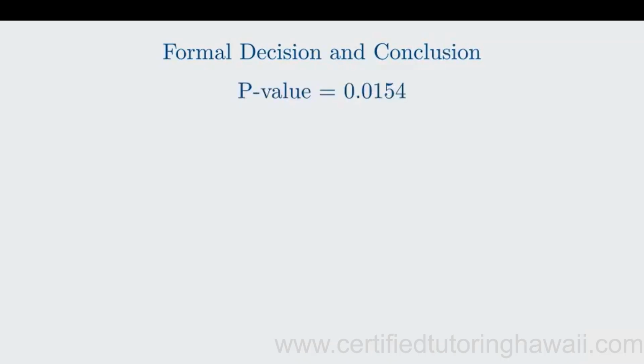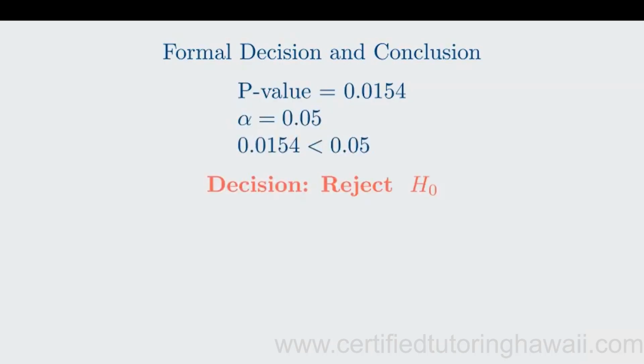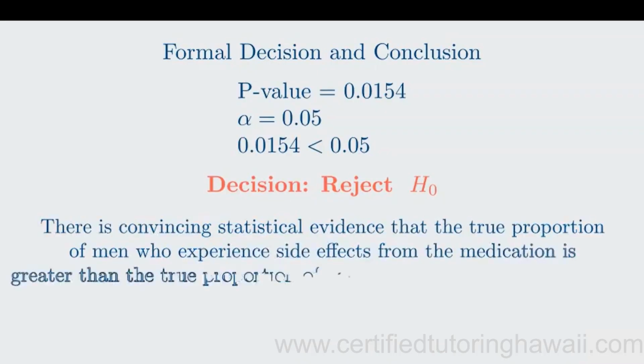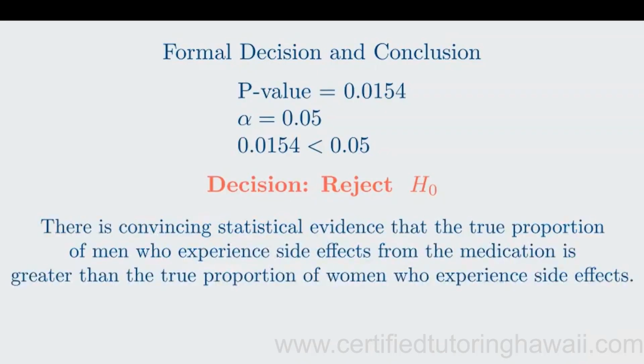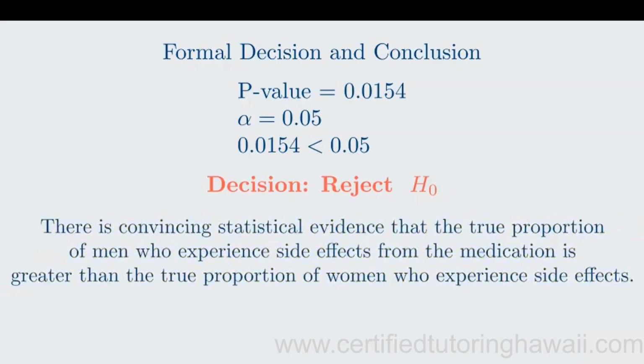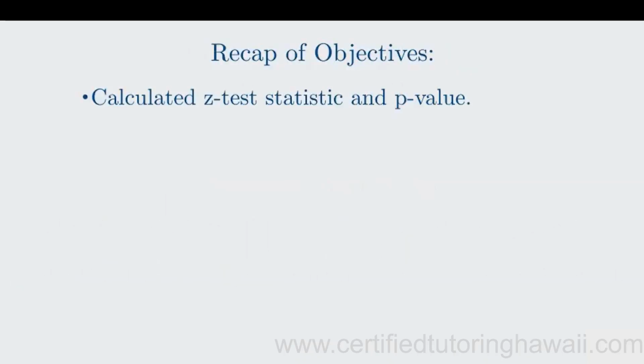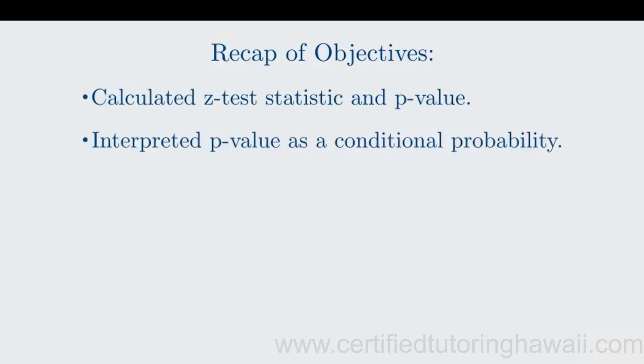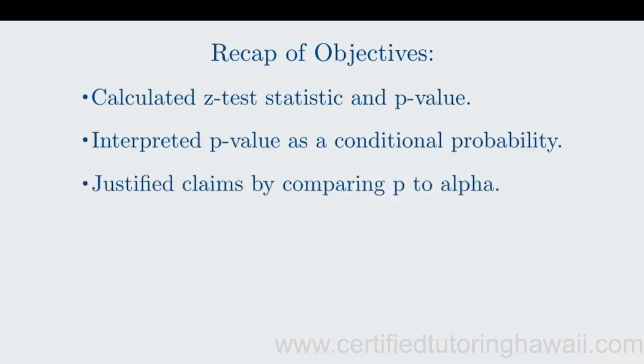Since our p-value of 0.0154 is less than our alpha of 0.05, we reject the null hypothesis. Notice how we state the conclusion in terms of the alternative hypothesis and clearly mention both populations, men and women. This is exactly what the AP graders are looking for. Let's recap our objectives. We calculated the z-test statistic and p-value, interpreted the p-value, justified claims using alpha, and used pooled proportions correctly. Take a moment to reflect on that.